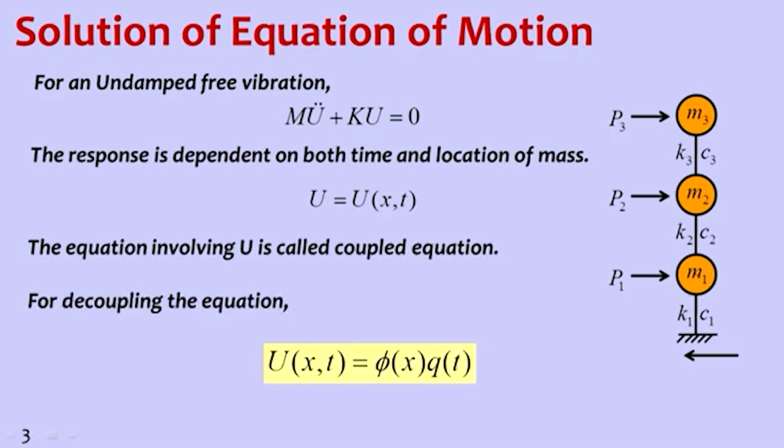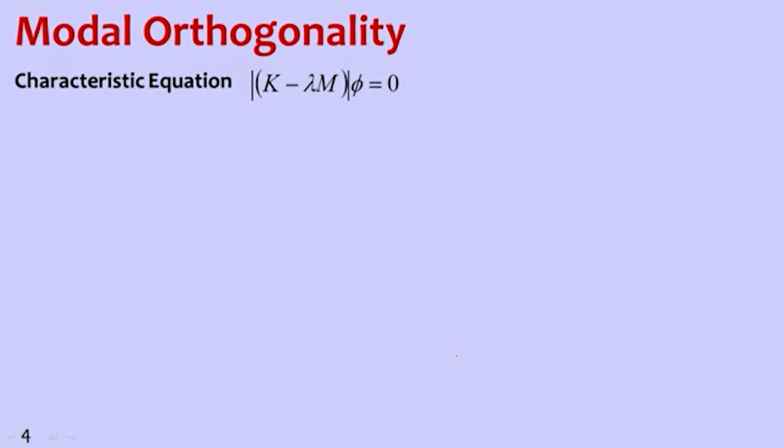So for decoupling that, we need to use the properties of phi, and u is equal to phi of x and q of t. Now what is modal orthogonality? We already discussed how this characteristic equation can be derived from the equation of motion. So let me give you a brief detail of that.